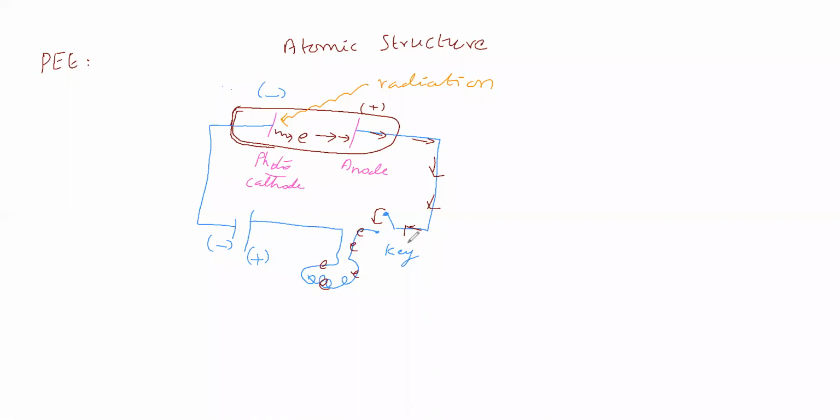So this side the electron has high kinetic energy, and this side the electron has low kinetic energy. Then the electron reaches this plate. This phenomenon is called the photoelectric effect.